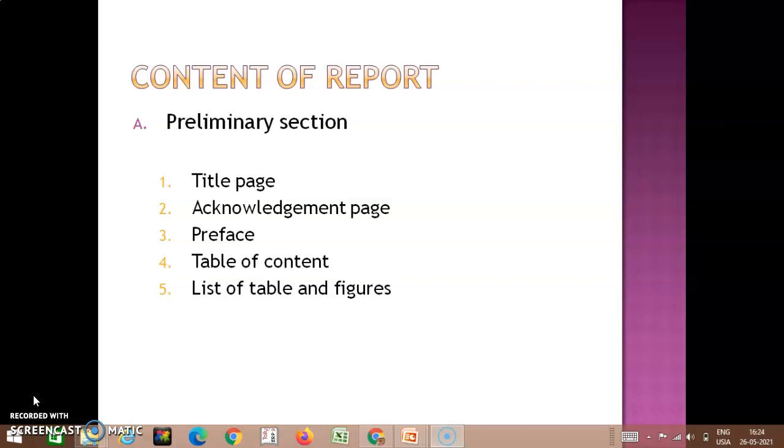Then the very next page will be the acknowledgement page, wherein the investigator will acknowledge his guides or the ones who have given him guidance, the ones who have assisted him, and all such persons will be acknowledged in this page. Then the third page will be the preface or the foreword. This preface page will bear some initial remarks and a brief statement of the scope, aim, and the general character of this research. Next, we'll have the table of contents.